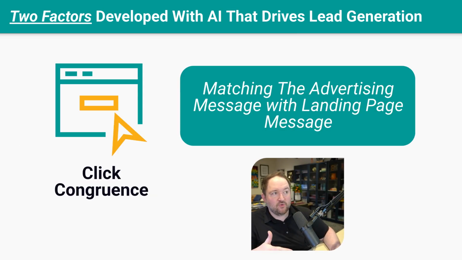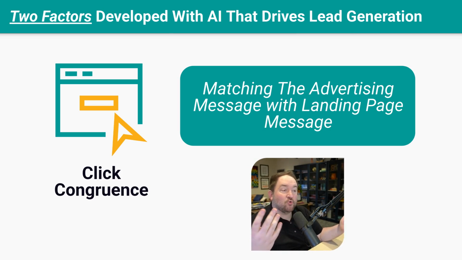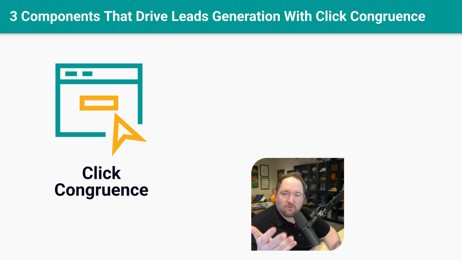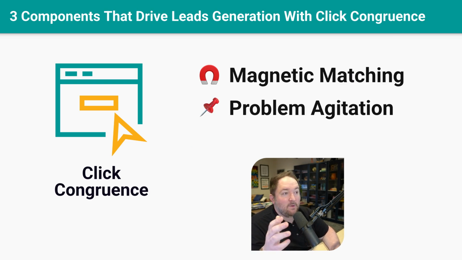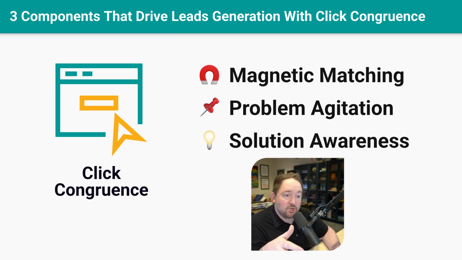Now, click congruence means the message on the landing page should be congruent with the message in the ad. And with click congruence, there are three key components that we focus on. The first one we call magnetic matching. The second one is problem agitation. And finally, we have solution awareness.